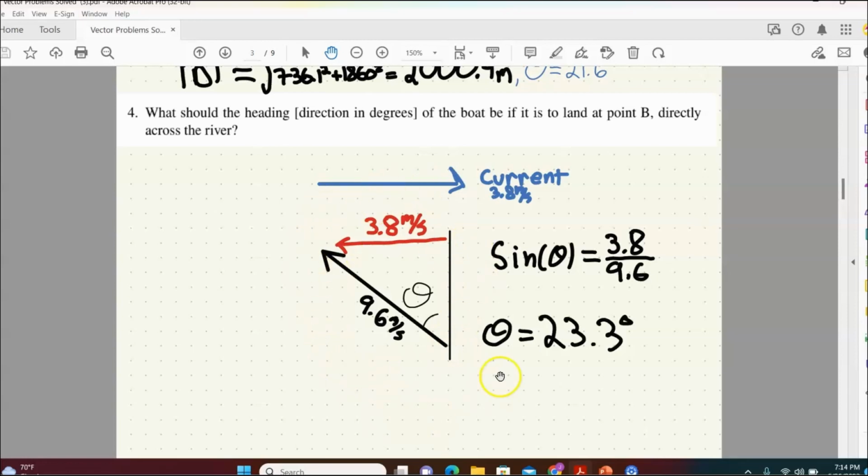Therefore, this triangle leads to the solution of this problem. You have two sides, and when you have two sides, you can solve for everything else. So we know that sine of theta is equal to opposite over hypotenuse. Therefore, sine of theta is 3.8 over 9.6, and theta is 23.3 degrees. And I left off one thing, so it's 23.3 degrees west of north.